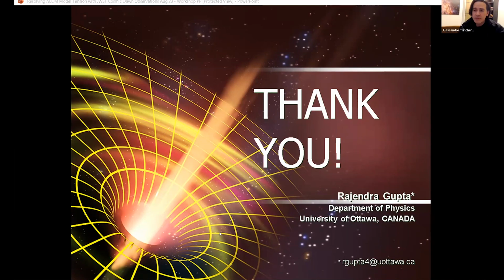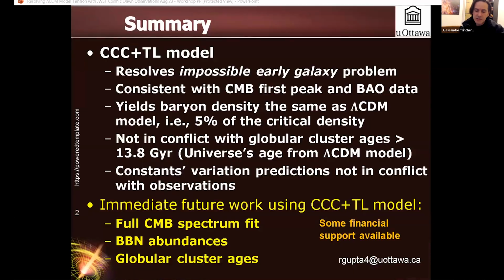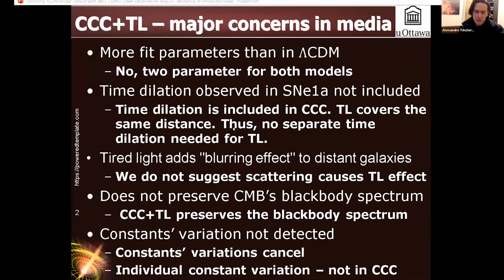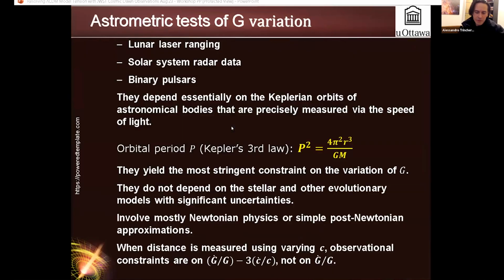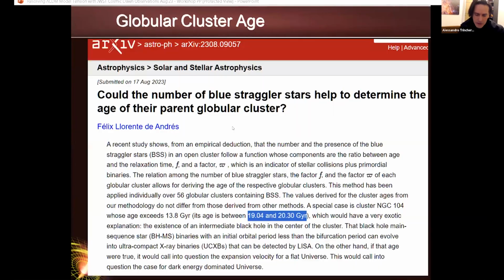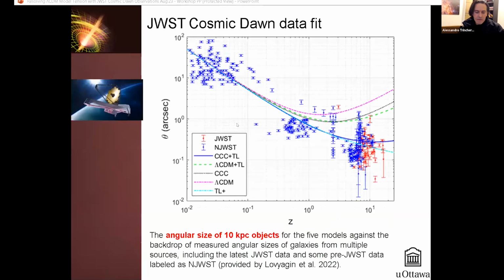Thank you so much for your presentation. Very interesting. You clearly plot the angular diameter distance, which is different between the cosmologies, clearly between tired light and the lambda CDM. But before you stated that the proper distance is the same between tired light and lambda CDM. Can you please explain this part?